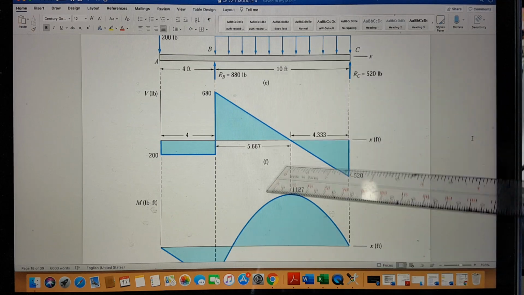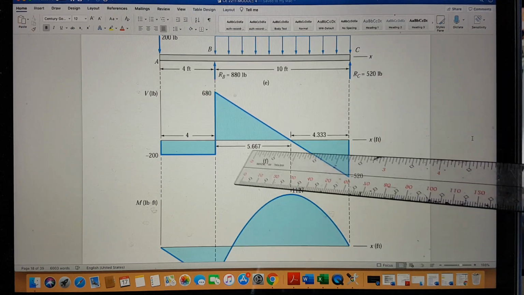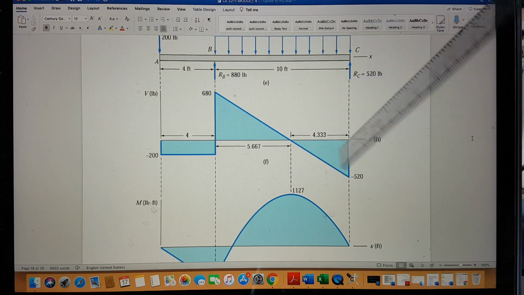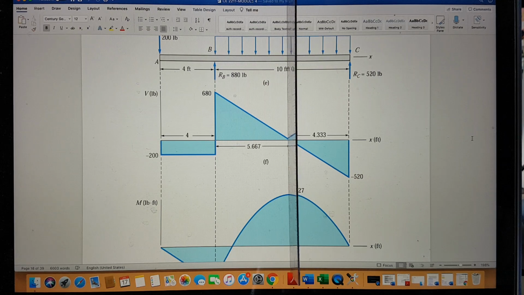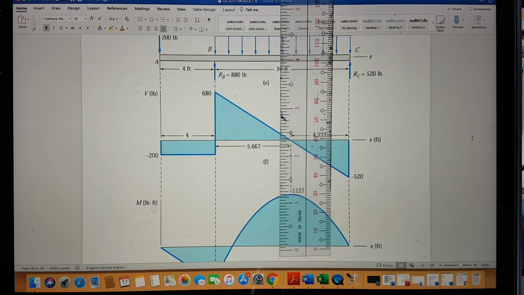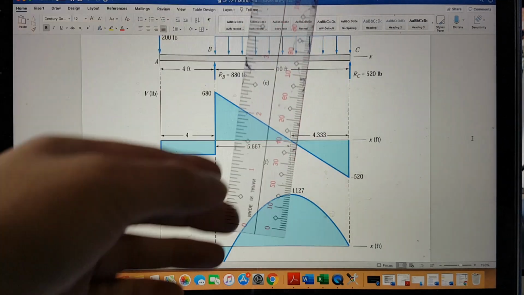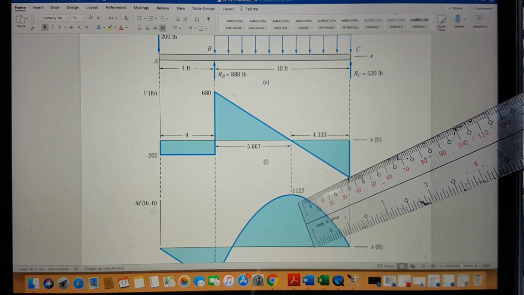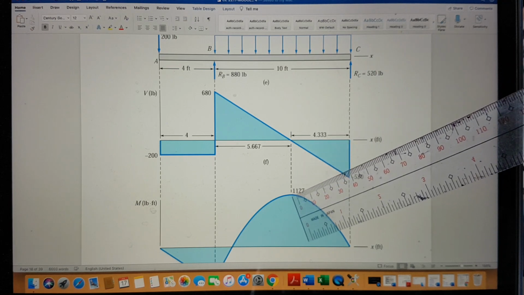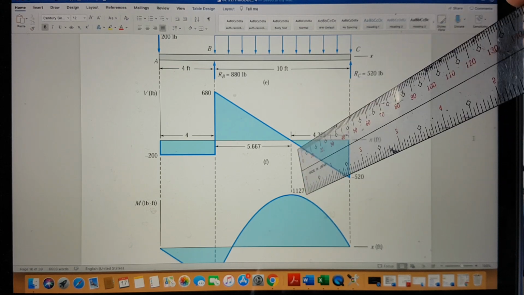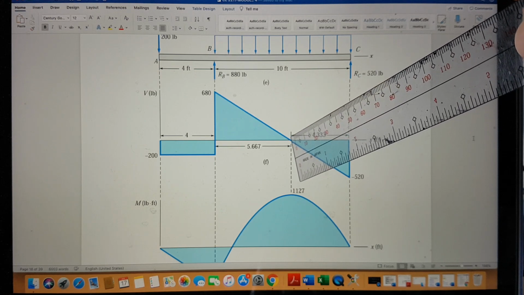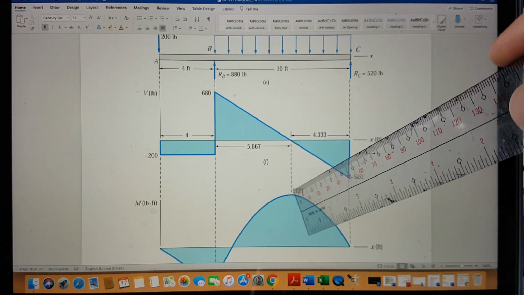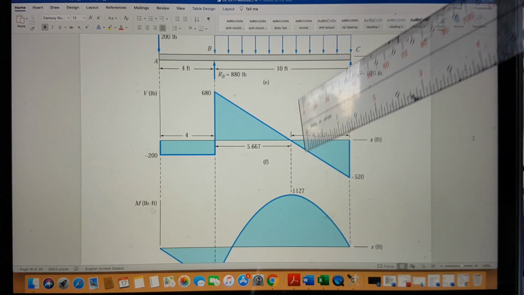So for example, at 9.665, if I am to cut my section at 9.665 and look at the cross-sectional area, the shear here is 0. The shear is 0, but the moment at this cross-section is at maximum, because the place of 0 shear is equivalent to the point of maximum moment.